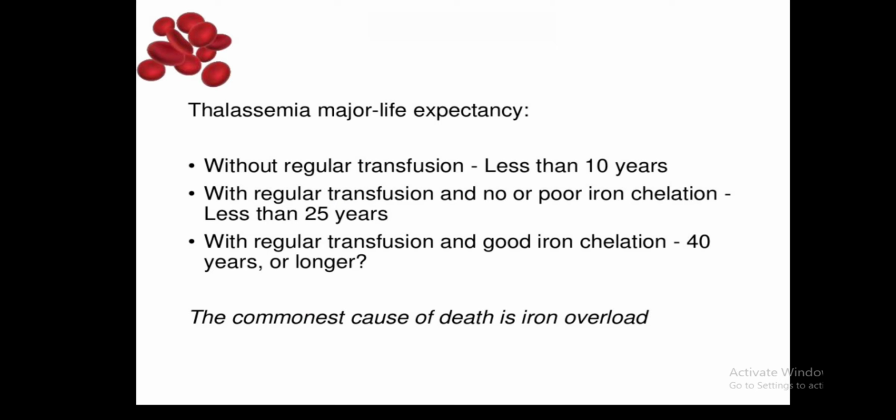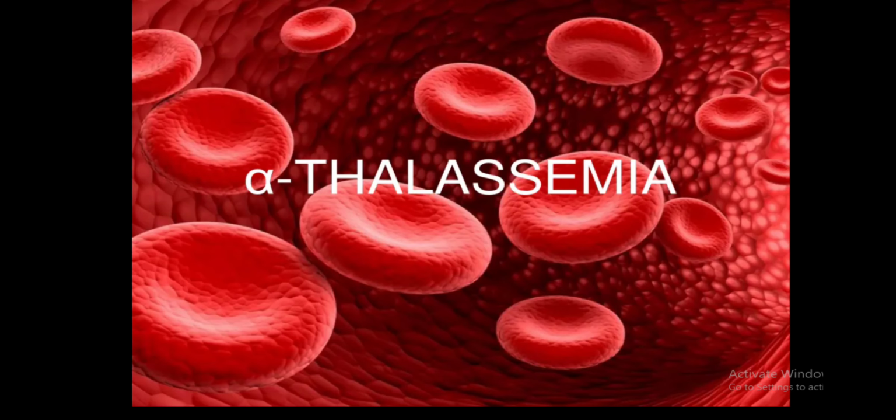The prognosis of beta thalassemia major: the life expectancy without regular transfusion is less than 10 years. With regular transfusion and no or poor iron chelation, it is less than 25 years. But with regular transfusion and good iron chelation with desferrioxamine, etc., it is 40 years or longer. So it has a good life expectancy if adequate transfusion and prevention of iron overload with iron chelation is done. And the most common cause of death is iron overload in beta thalassemia major.